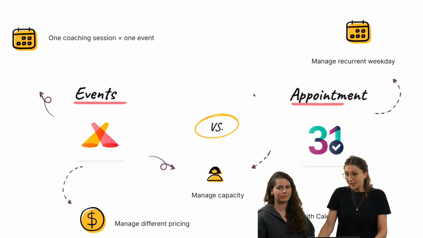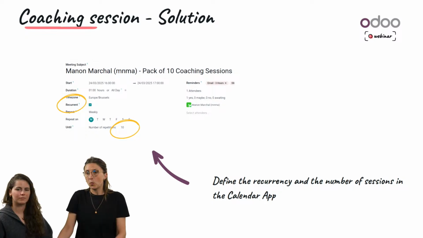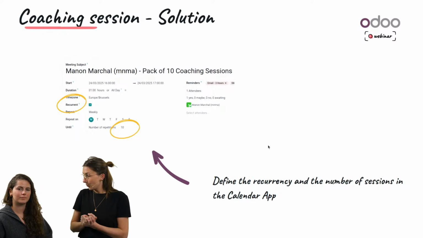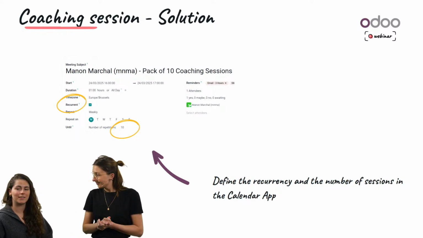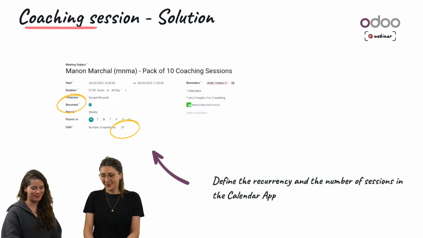So here a quick summary of the solution. The best solution was using the appointment app. Why? Mainly because of the recurrency feature that is possible between appointment and calendar app. So would it fit you need, Manon? Yes, really the integration with the calendar app is really helpful for my coach. Perfect. So, great. Thank you.